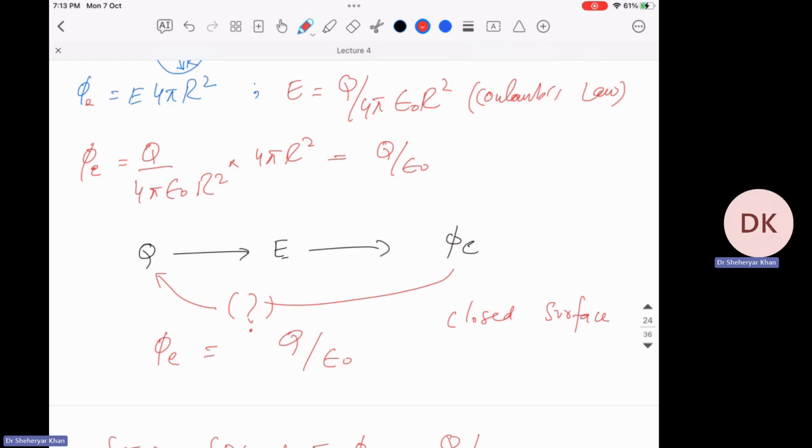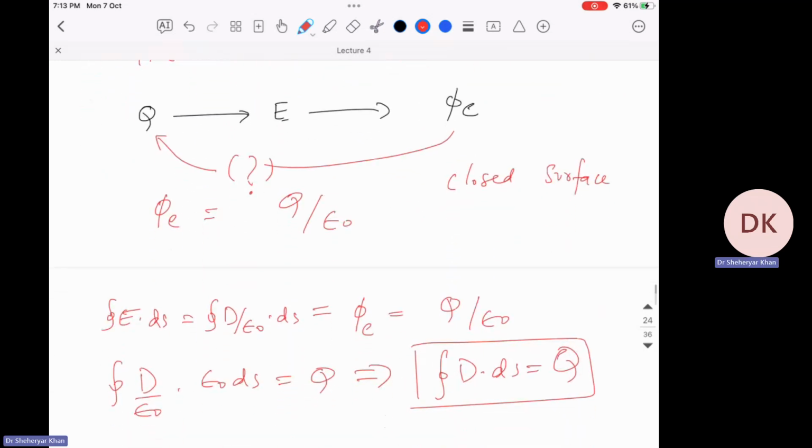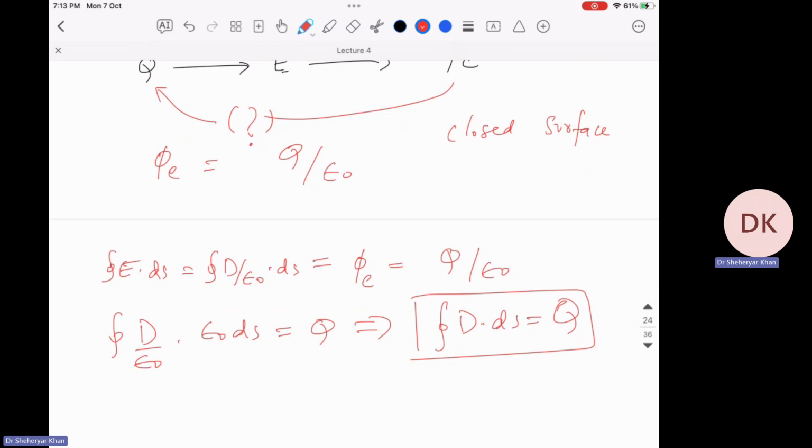Okay, so far it's right. The flux is actually equal to Q over epsilon naught. Right? Flux is also equal to E dot dS. Right, now look at some other equation here. Because E dot dS is equal to flux, right? So we can change E into D. So D is equal to epsilon E, right?